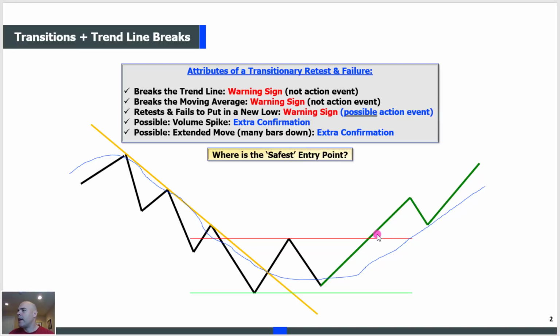And then obviously if you can get some of the extra pattern boosters like bottoming tails, volume spikes, how many bars down it is, an extended move on the downtrend, all those things are going to add to whether or not this stock is likely to pivot at the bottom. Remember, the double bottom area, the retest and failure, is a warning sign. Sometimes it can be an action event on a parabolic or climactic move, but most of the time this double bottom area is not an area in which you really want to buy a stock. You want to wait for confirmation. Extra confirmation is always good.